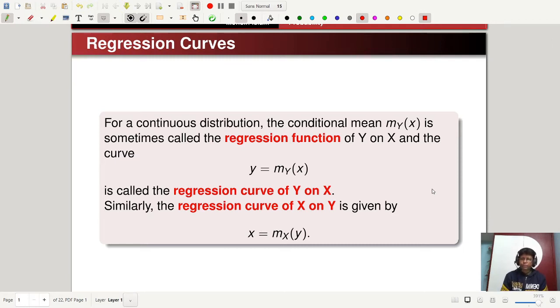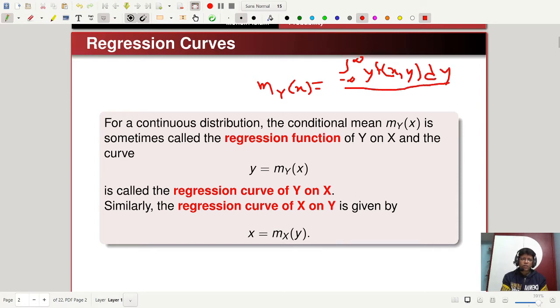For a continuous distribution, as we are discussing curves, we will consider the continuous distribution. For a continuous distribution, the conditional mean μ_y|x is sometimes called the regression function of y on x. What is μ_y|x? Already we have discussed it in the previous lecture. It's a conditional mean. Your numerator will be the integral from minus infinity to infinity of y times the joint PDF f(x,y) dy, and the denominator will be f1(x), that is the marginal density function of x.